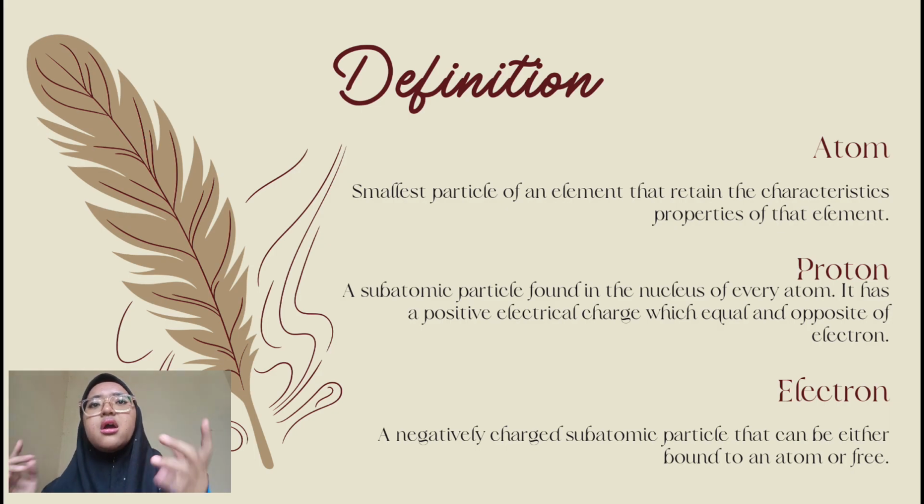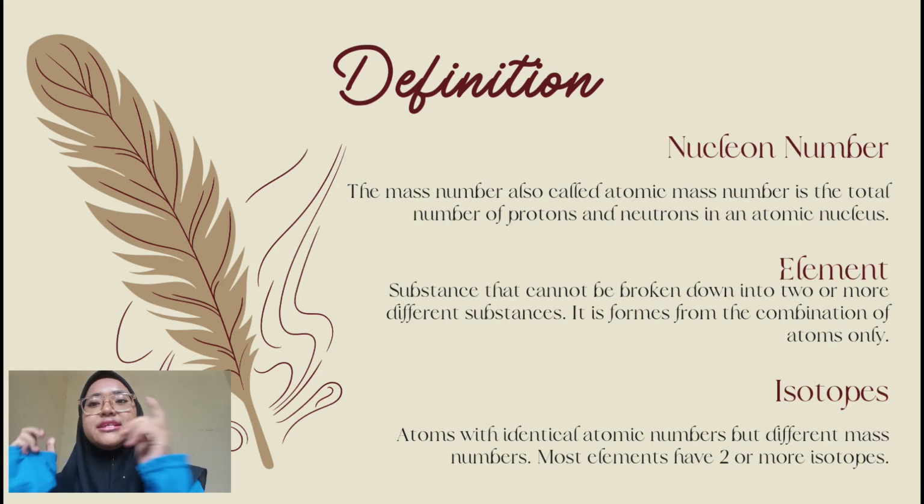So, what are they? Proton, a subatomic particle found in the nucleus of every atom. It has a positive electrical charge which is equal and opposite to that of the electron. What does opposite of electron mean? It means that the electron is a negatively charged subatomic particle that can be either bound to an atom or free. The next one is mass number. The mass number, also called atomic mass number, is the total number of protons and neutrons in an atomic nucleus.